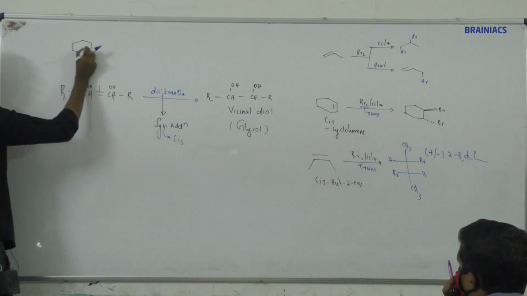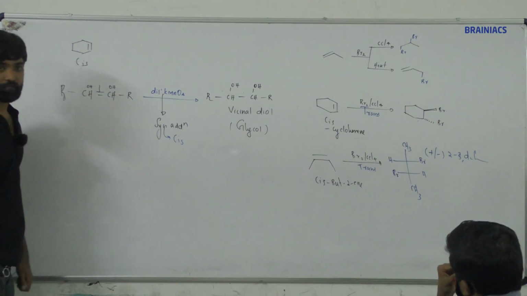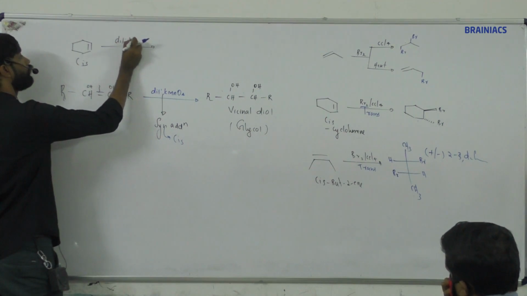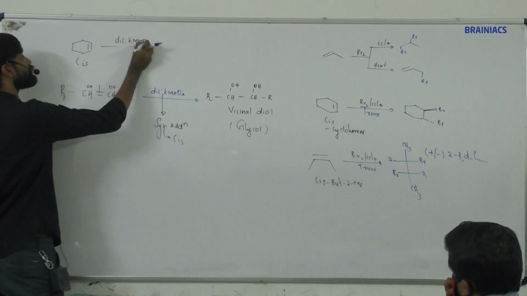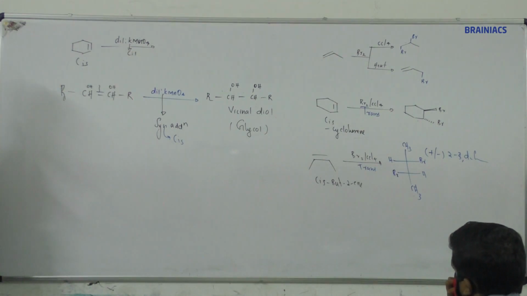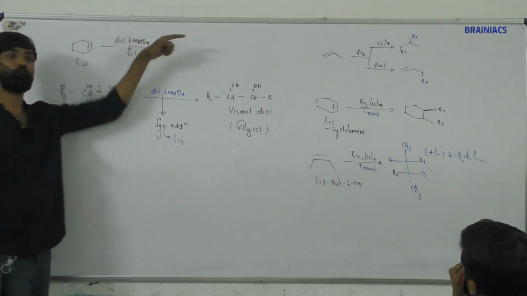Listen. If I have cyclohexene, what cyclohexene? Cis-cyclohexene, which on treatment with dilute KMnO4, the process is syn. Syn means cis. Syn is an alternate name for cis. So cis is what you obtain.